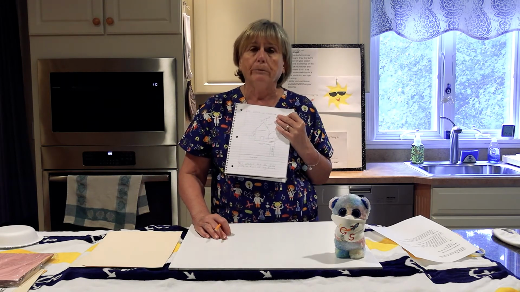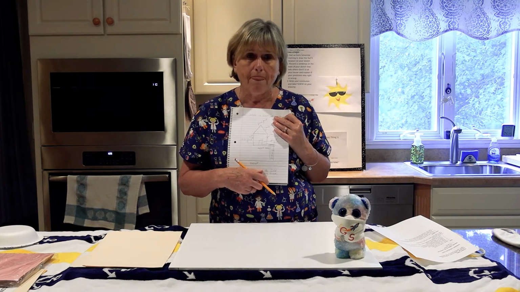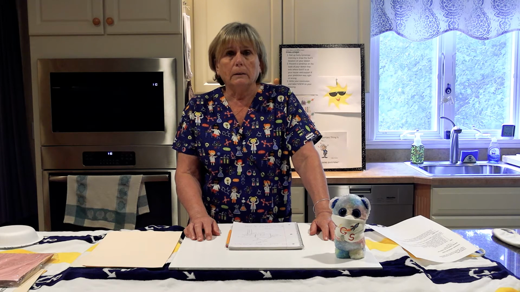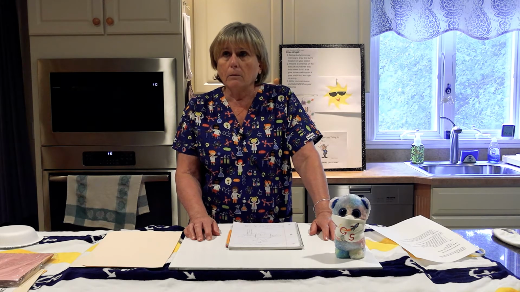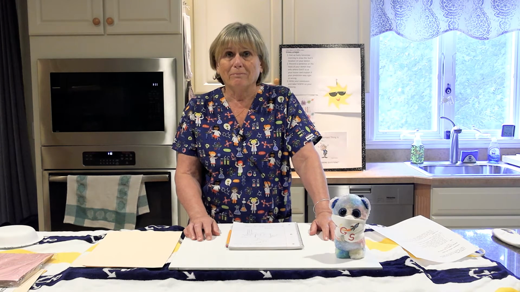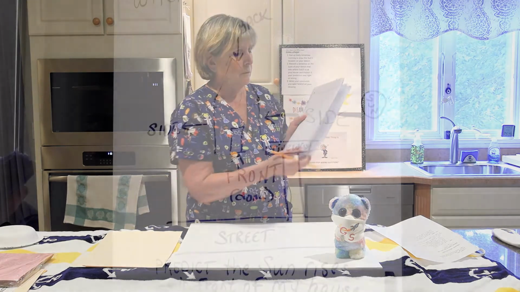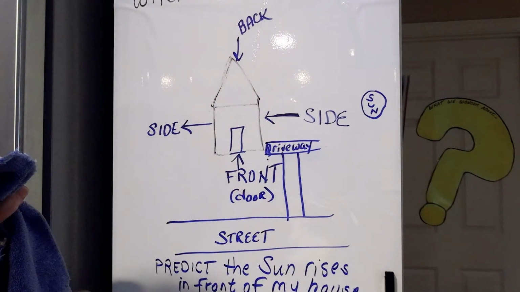And that was my prediction before I did this activity. It was in the front of the house. So, the next morning I got up early, went outside, and looked for the sun shining in the front of my house. Okay? But guess what? When I looked for the morning sun, it wasn't at the front of my house. It was coming from over here, which is actually the side of my house.